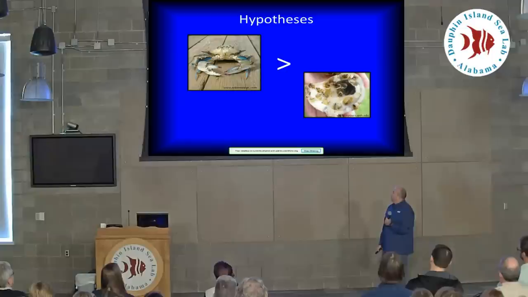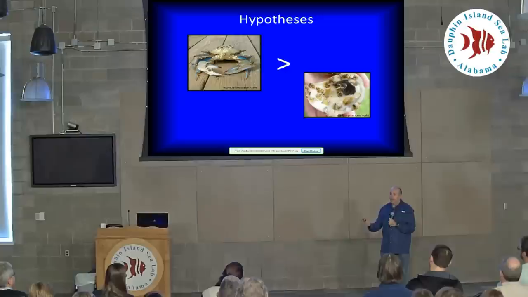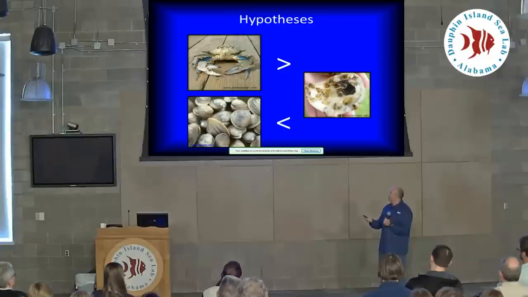And so we felt that the cue from the predator should be a more honest or more accurate cue of predation risk. There's lots of reasons that oysters could die that aren't related to predators, right? And so the injured oyster cue could be a predator, or it could be something else. So we felt like the response to crabs would be greater than to injured oysters.